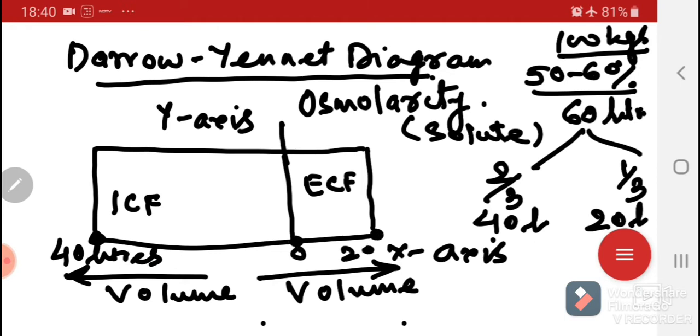So we have a person of 100 kgs weight who has 40 liters of ICF and 20 liters of ECF and osmolarity equal to the normal body osmolarity. One thing that we have to remember, that is actually very obvious, is that the osmolarity of ECF and ICF is the same and it should always remain the same, because whenever there is a change in osmolarity of ECF, it will be reflected in the changes in the ICF.